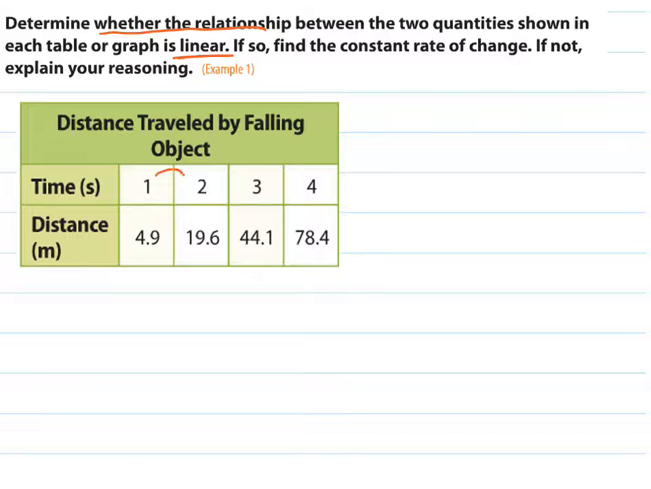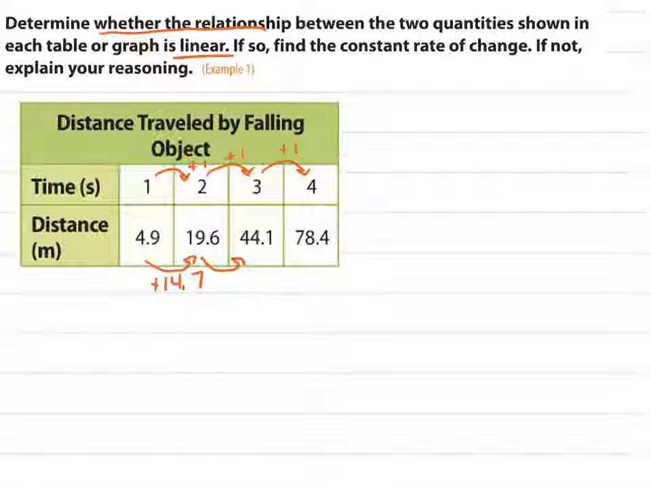So in time, adding 1, from 1 to 2, 2 to 3, 3 to 4, it looks like that part so far is linear, but we need to check both parts. We also need to check the distance. That's very important also. So for this one, I need to look at the change between 19.6 and 4.9, which is adding 14.7. And then I need to look at the change from 19.6 to 44.1. And what I'm doing is I'm subtracting. I'm using my calculator to subtract.